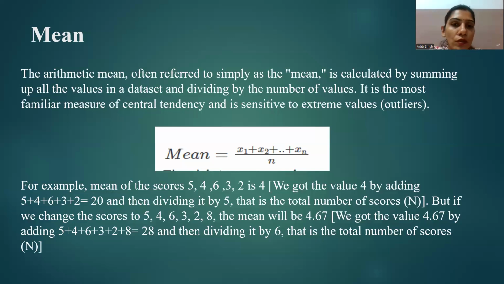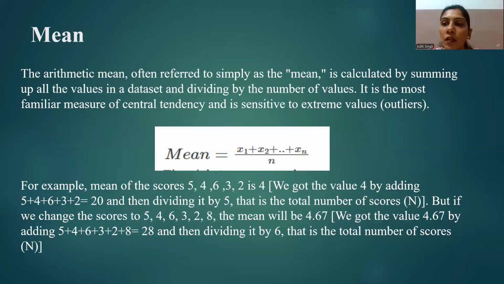Okay, so now what is mean? Basically, mean represents the average value of the data set, and it can be calculated as the sum of all the values divided by the number of the values. As this formula also says the same thing.